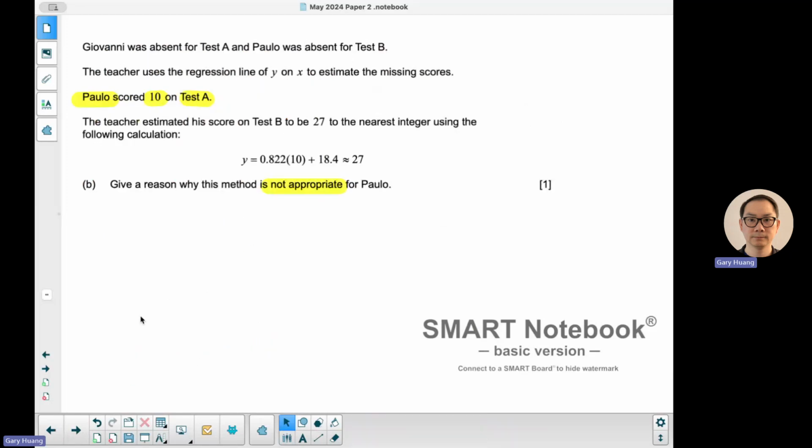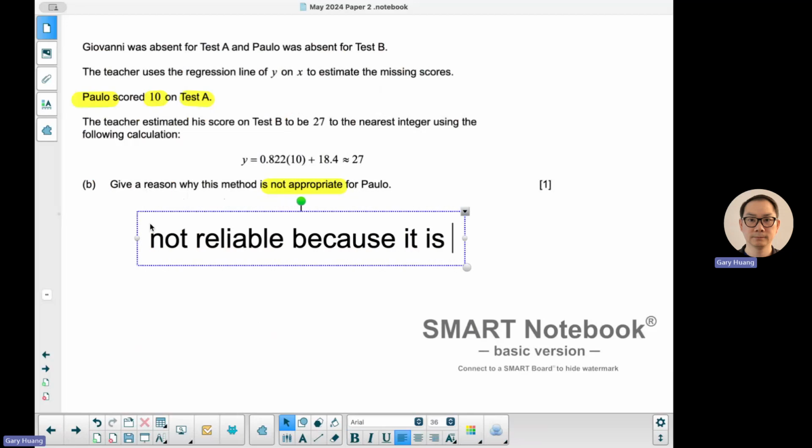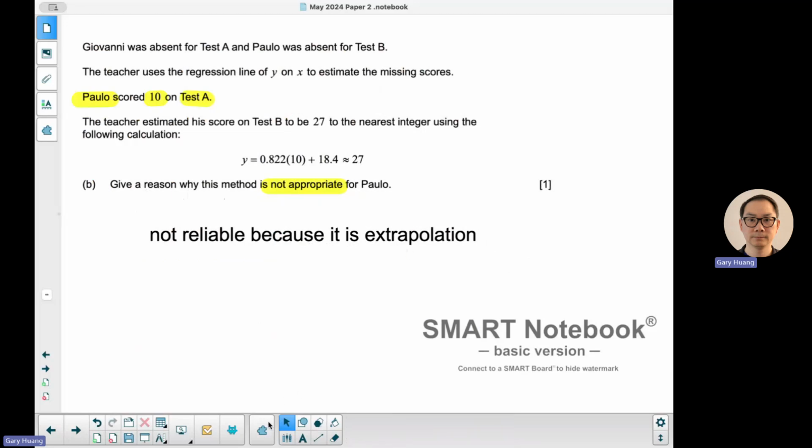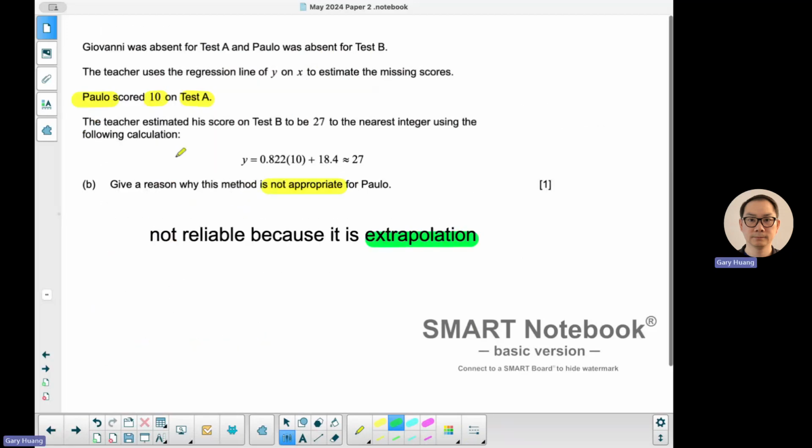So IB needs you to say that it's not reliable or appropriate because it is extrapolation. Anything outside of the data is extrapolation, and that's what they're looking for here. You see how your data goes from 52 to 100, you have a 10. Well, 10 is way below. We're not going to be using that.